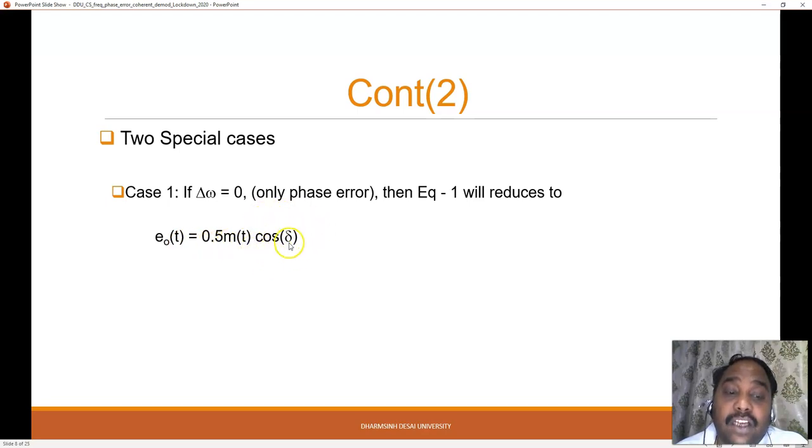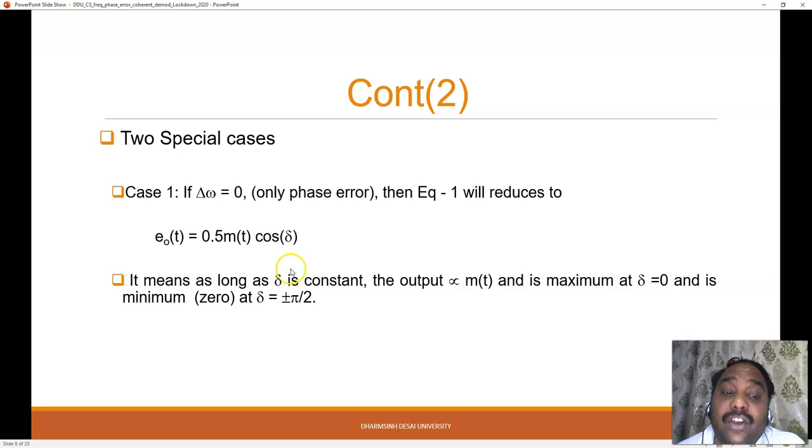Now if you see this cos delta, don't worry, this is not a function of t. This is just a constant, so some constant is multiplied. If delta is 0, then it is going to be 0.5 m of t. If delta is pi by 4, then it will be an attenuated version. But if delta is pi by 2, then the problem starts, as it will become 0. So as far as this delta is constant, your output is not distorted. Rather, if delta is constant, it is an attenuated version.